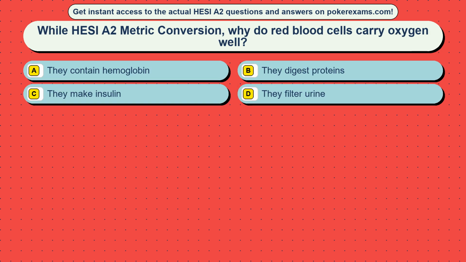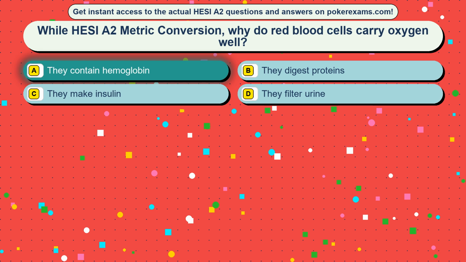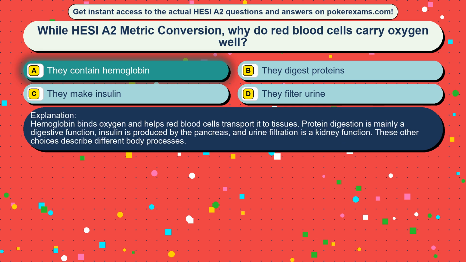Question 37. While HESI A2 metric conversion, why do red blood cells carry oxygen well? Option A, they contain hemoglobin. Option B, they digest proteins. Option C, they make insulin. Option D, they filter urine. The correct answer is option A, they contain hemoglobin. Hemoglobin binds oxygen and helps red blood cells transport it to tissues. Protein digestion is mainly a digestive function, insulin is produced by the pancreas, and urine filtration is a kidney function. These other choices describe different body processes.